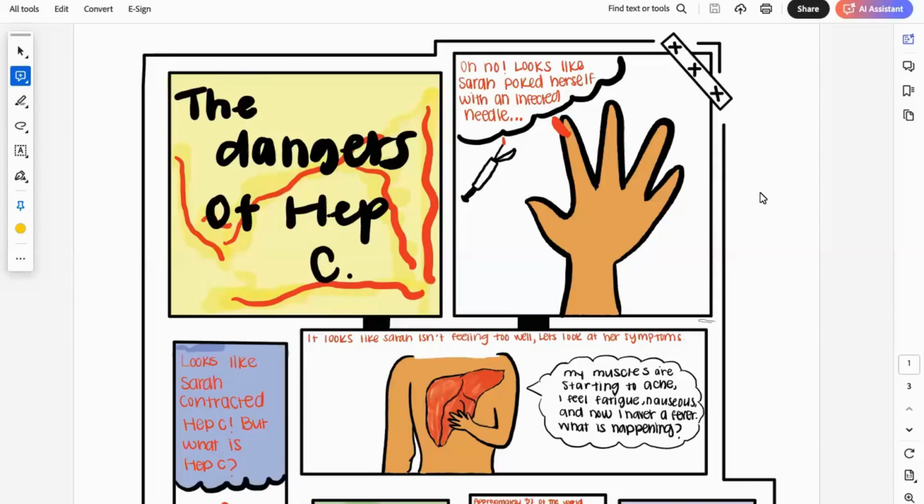The dangers of Hep C. Oh no, looks like Sarah poked herself with an infected needle. It looks like Sarah isn't feeling too well. Let's look at her symptoms.